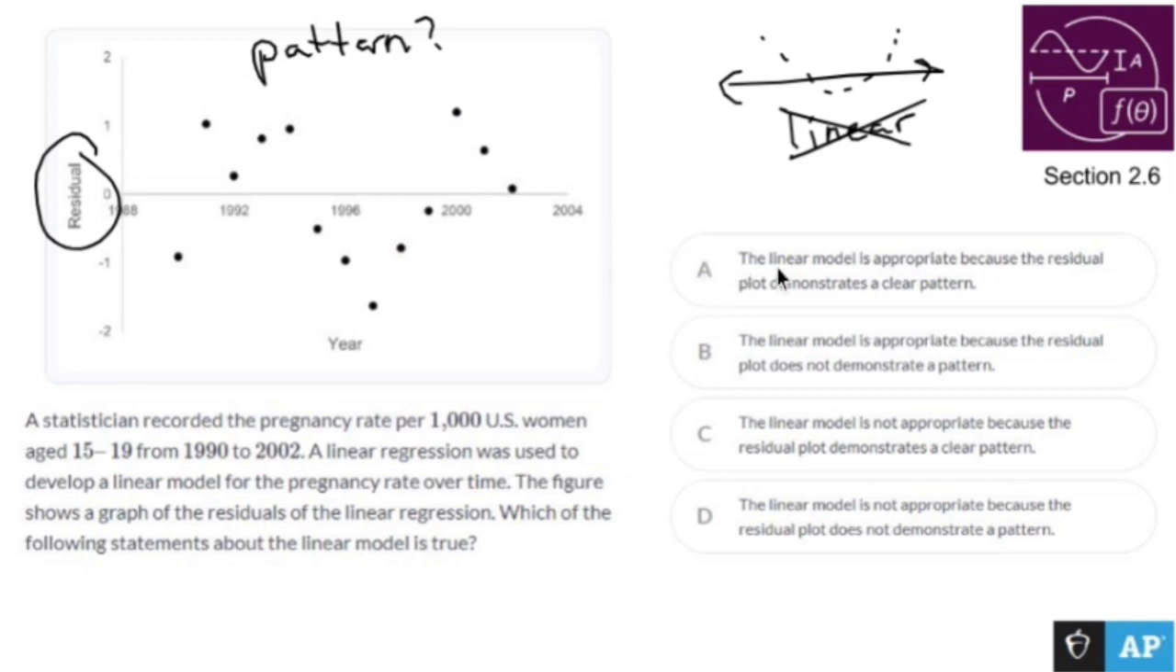So let's choose that. The linear model is appropriate because the residual plots demonstrate a clear pattern? No, linear is appropriate, but it's because it doesn't present a pattern. The linear model is appropriate because the residual plot does not demonstrate a pattern. Yep. The linear model is not... Nope. The linear model is not... Nope. So what you're looking for with residual plots is, do you have a pattern? No. Then it's linear.